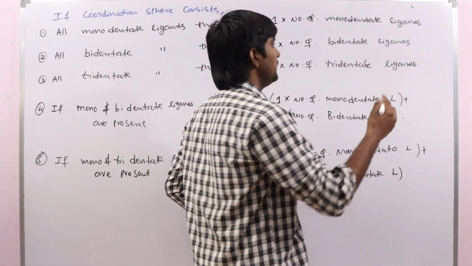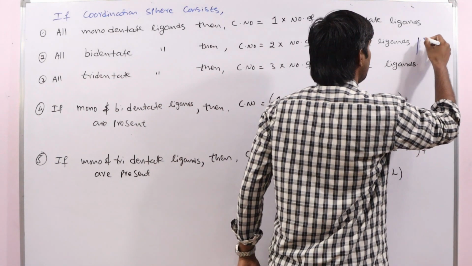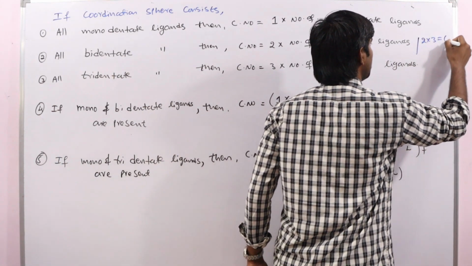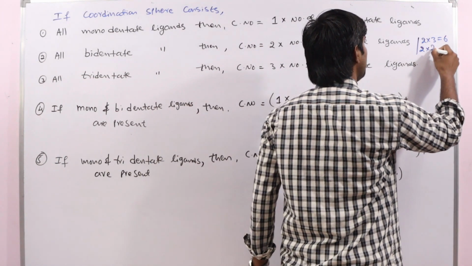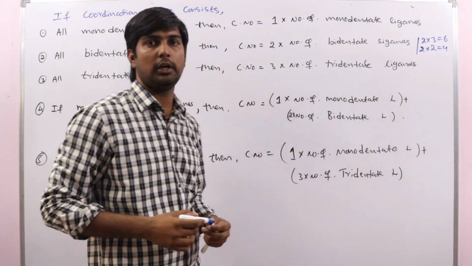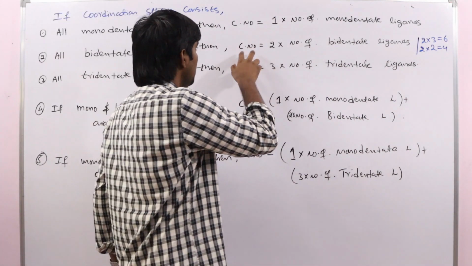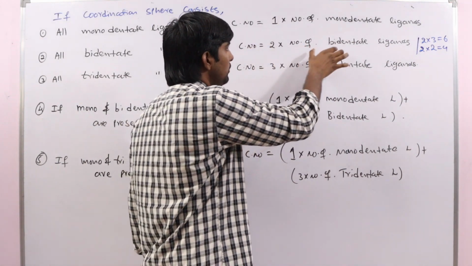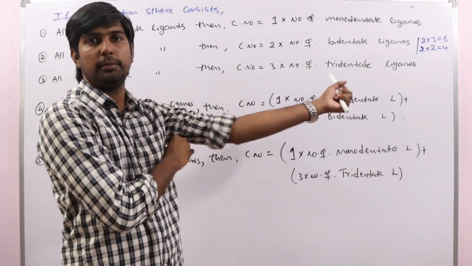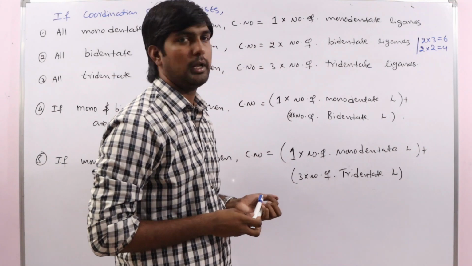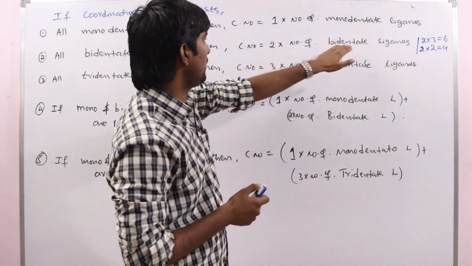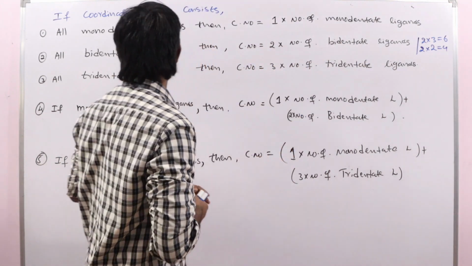Already we have seen, suppose we have 3 ligands, then 2 into 3, how much? 6. Okay, so if we have 2 bidentate ligands, 2 into 2, that is equal to 4 coordination number. So coordination number is equal to 2 into the number of bidentate ligands, because each bidentate ligand can form 2 bonds with the central metal atom. Okay, clear?